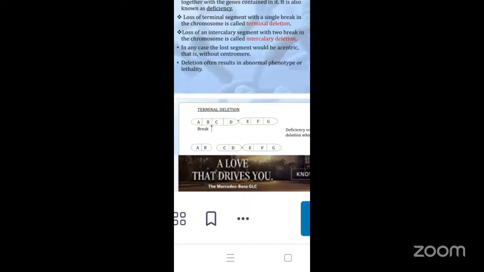Okay, the next topic is mutations. A mutation is a change that occurs in our DNA sequence, either due to mistakes when DNA is copied or as a result of environmental factors such as UV light.